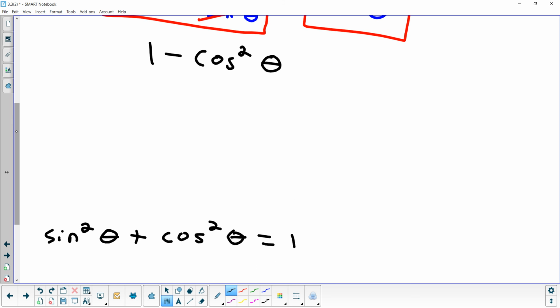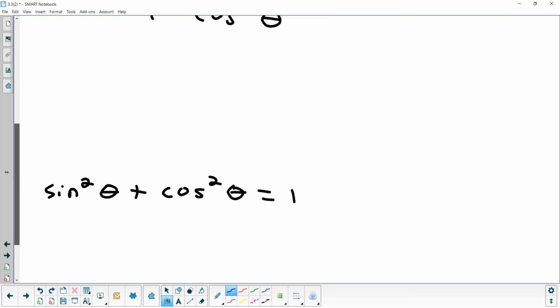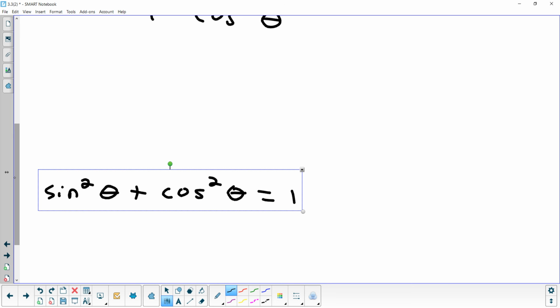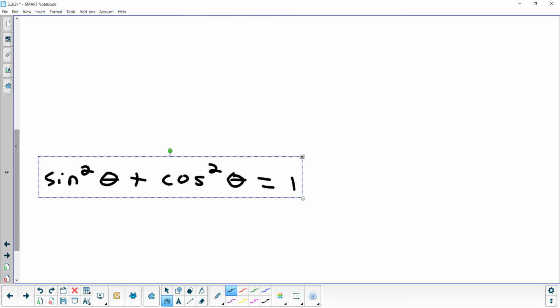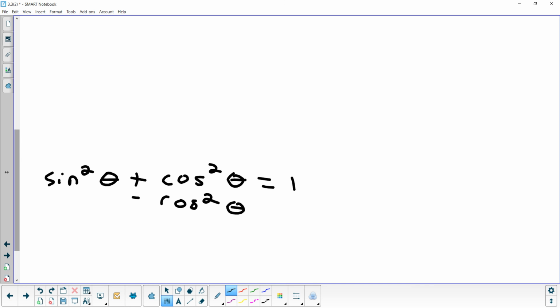What could I do to that to make it look more like what I have? I'd have to rearrange or move something. Anybody see what I could do on both sides? If I do that, then this identity will look a little more like what I have. Yeah, you subtract the cosine squared of the angle from both sides. So let's subtract cosine squared from both sides.